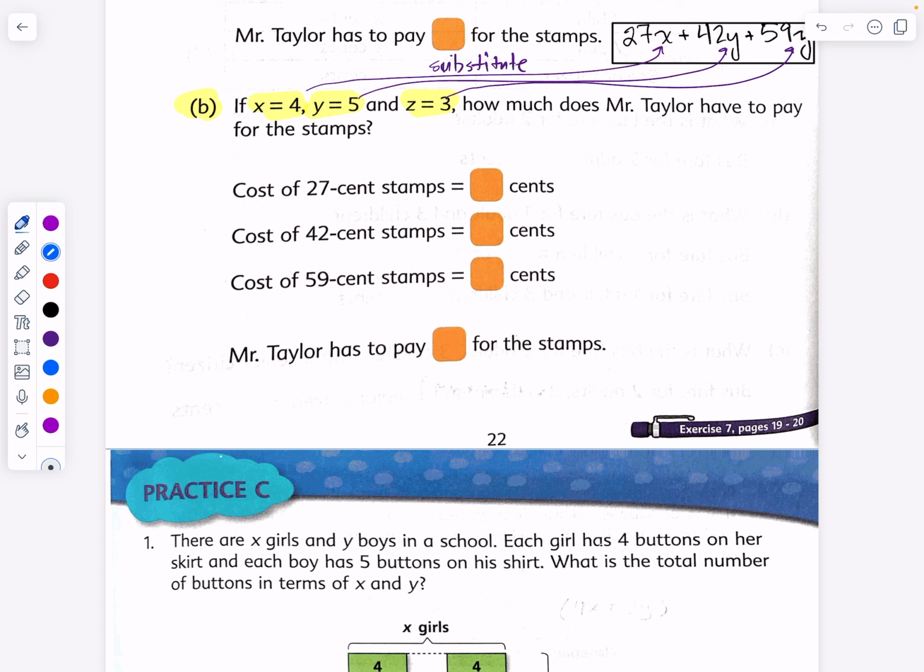So again, step by step, but I'm just going to write it all together as a single expression. I'm going to say 27 times 4 plus 42 times 5 plus 59 times 3. And I hope you do the math and you can find the answer on your own.